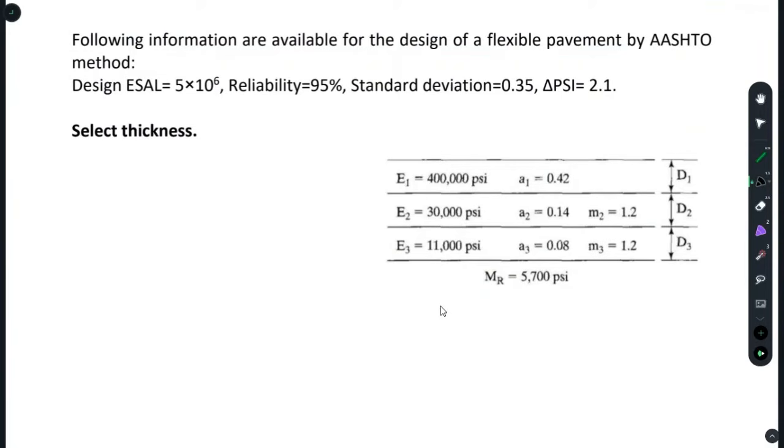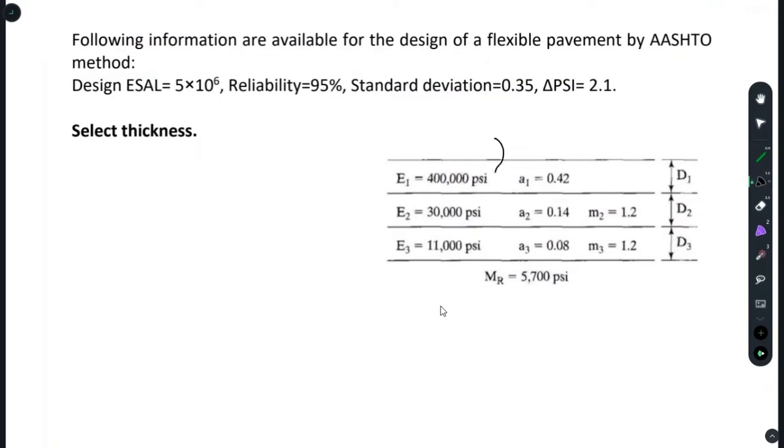Now we will solve our first problem on the design of flexible pavement by AASHTO method. In this method, we get some parameters of the soil layers in the form of modulus of elasticity. You can see it from here, that is E1, E2, E3, and we have got the modulus of resilience of subgrade. And there are four layers, actually three layers.